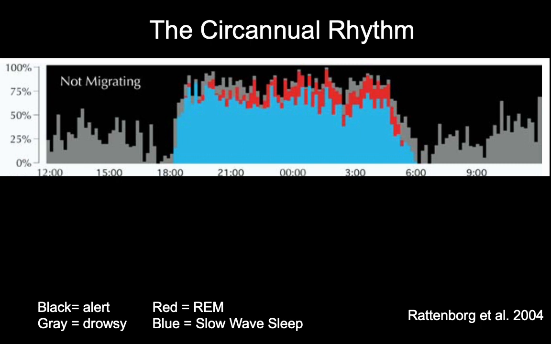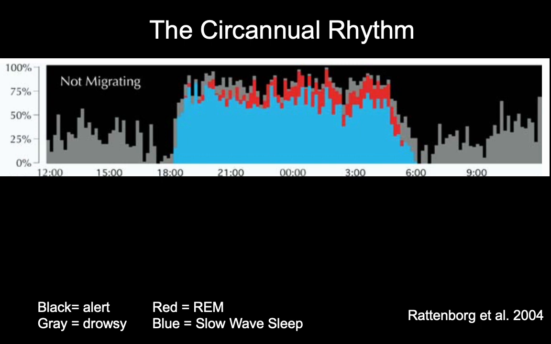And if you draw an average line across the top of all those blue peaks, we're at about 70 to 75% slow wave sleep. If you add in the REM, we're at 75 to 80% of the time between 6 p.m. and 6 a.m. The bird's asleep about 80% of the time. And they're active a little bit throughout the night, about 15% of the time.